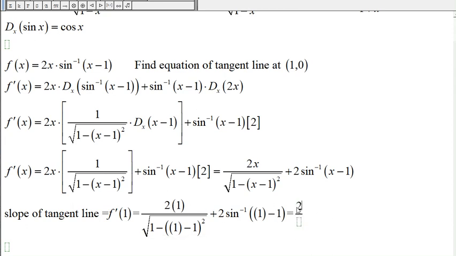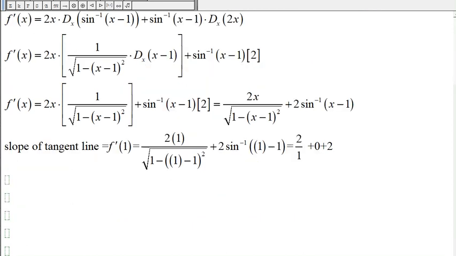Two times 1 is 2. 1 minus 1 is 0. So we get 1 minus 0, which is 1. The square root of 1 is just 1. 1 minus 1 is 0, and recall that the sine inverse of 0 is just 0. 0 times 2 is 0, so we get 2. And therefore the slope of the tangent line is 2.